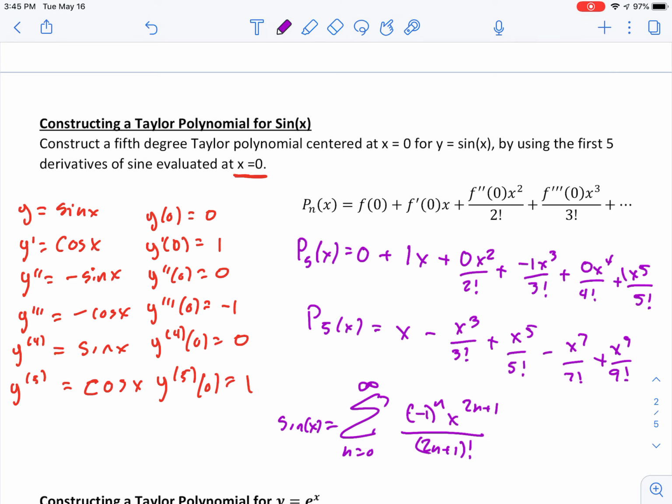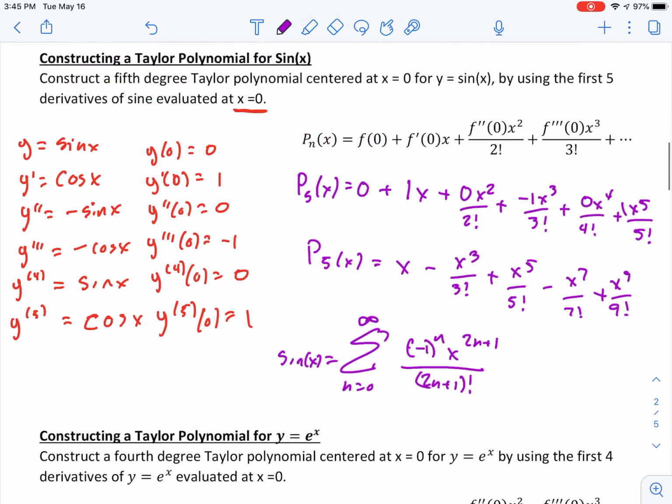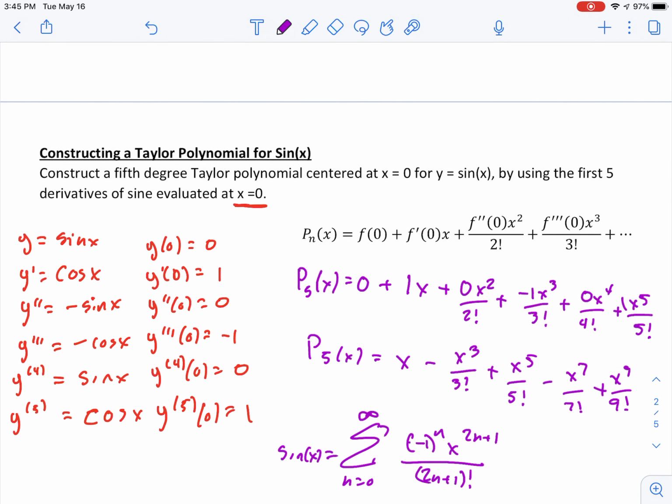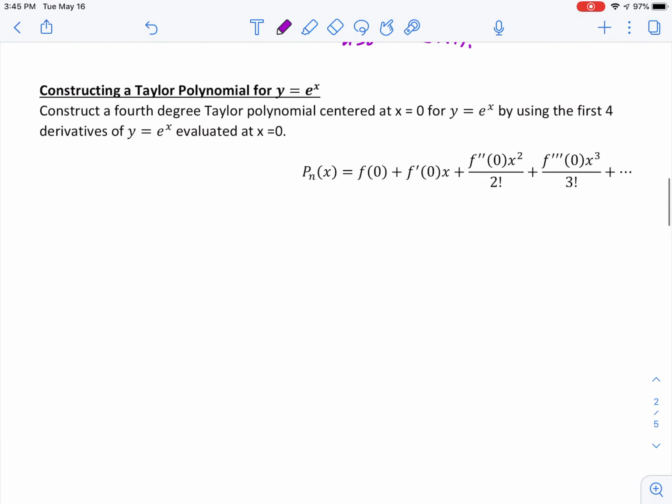And so we can do this with sine. We can do it with cosine. You could probably figure out cosine on your own after doing this one. You do it the exact same way. And we can also do it with e to the x.